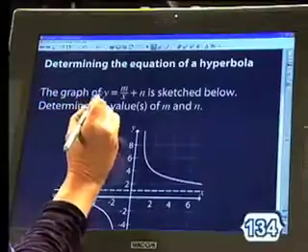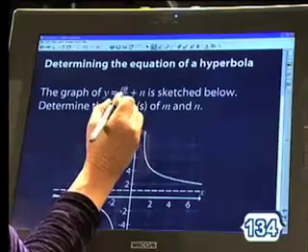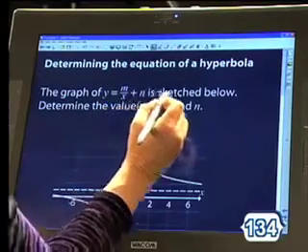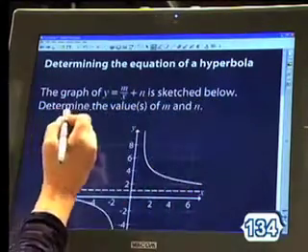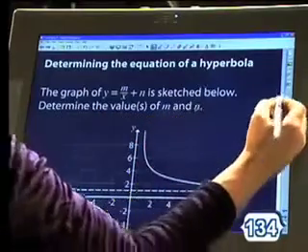Right, so it says the graph of y equals m divided by x plus n is sketched below. Determine the values of m and n.